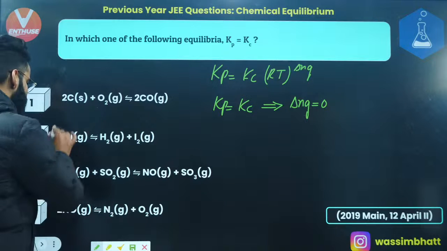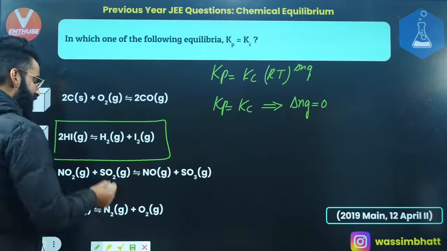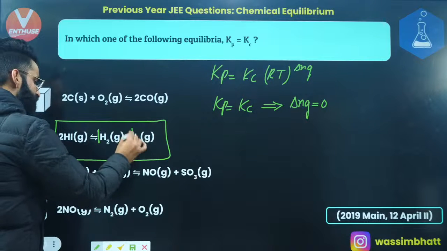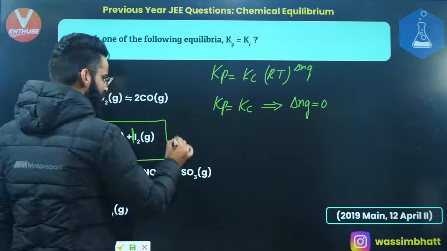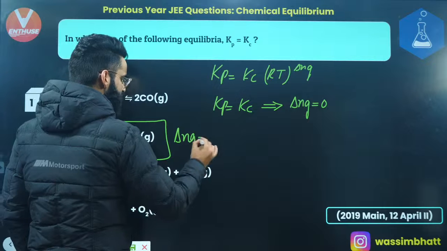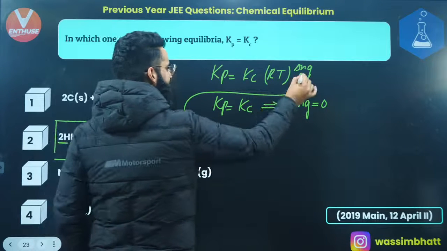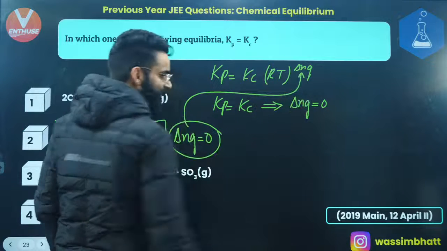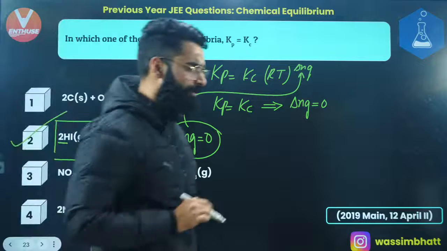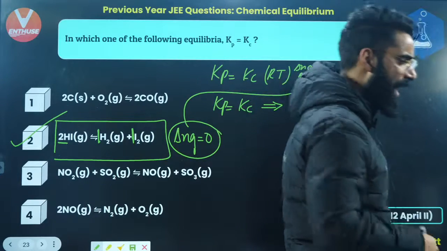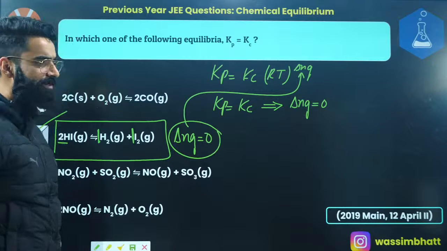If you look at the second reaction, what is the delta Ng value for this one? Delta Ng means number of moles of gaseous products, which is 1 plus 1, 2, minus number of moles of gaseous reactant. So 2 minus 2 comes out to be 0, right? So delta Ng for this reaction is 0. If delta Ng is 0, anything raised to power 0 is 1, so Kp will be equal to Kc. So it's absolutely going to be option 2, right? In option 2, in the second reaction, delta Ng is 0, and that clearly says your Kp will be equal to Kc for this, right?